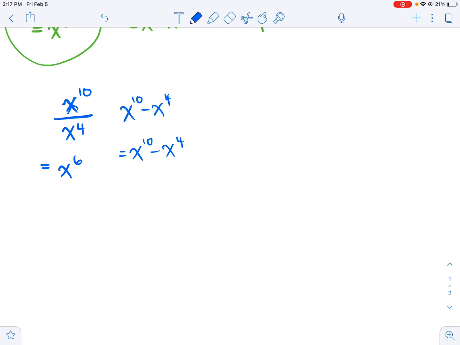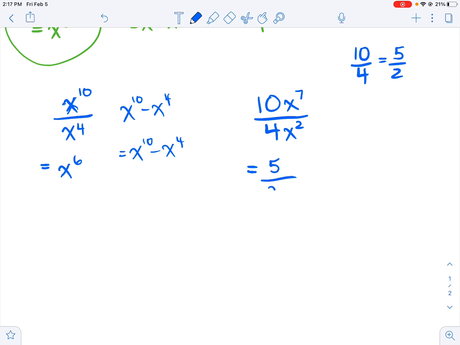Ooh, you can even add some numbers in here. I don't know why, but numbers seem to trick everyone. Say we have 10x to the power of 7 divided by 4x to the power of 2. Okay, 10 and 4 are still numbers. They're not exponents. So treat them like numbers. How would you treat 10 over 4 regularly? You would probably simplify it to lowest terms. So you'd probably make it 5 over 2 if it were just a regular fraction. So let's make it 5 over 2.